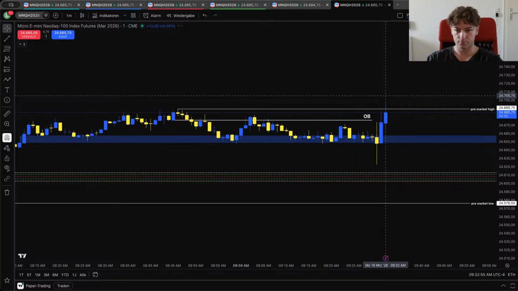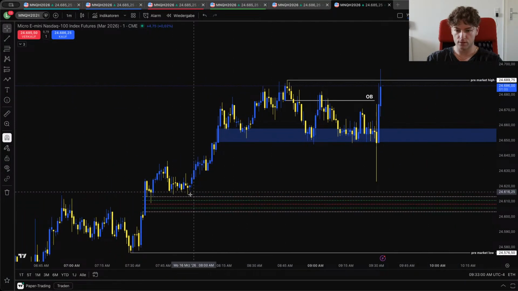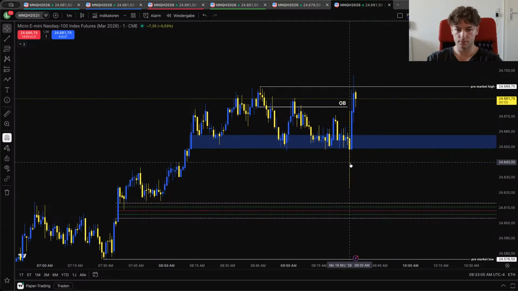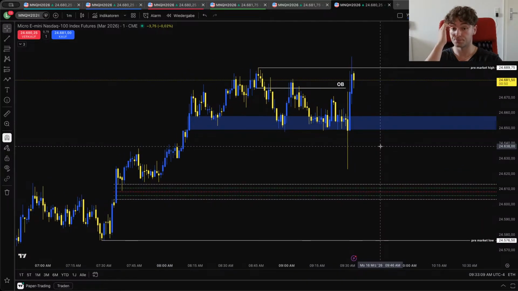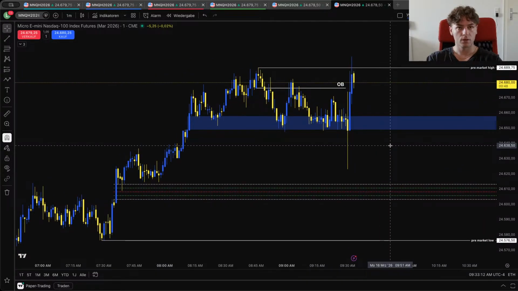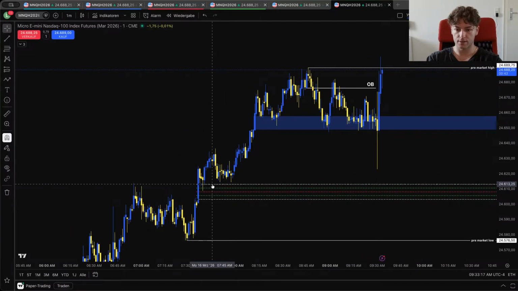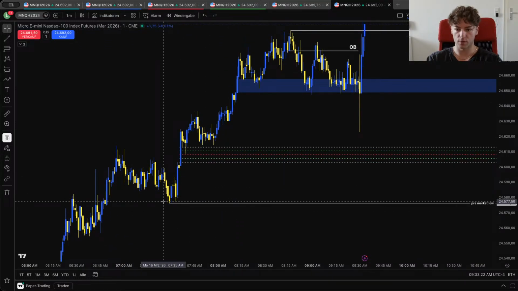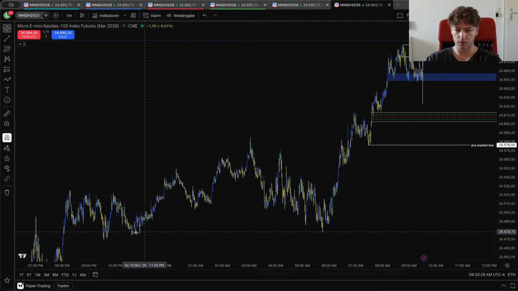So let's see. We haven't taken out any sell side liquidity right now, so that's good. We manipulated buy side, so now I'm looking for at least this sell side to get swept. If not this one, then the pre-market lows, time-based liquidity, and ultimately these lows.